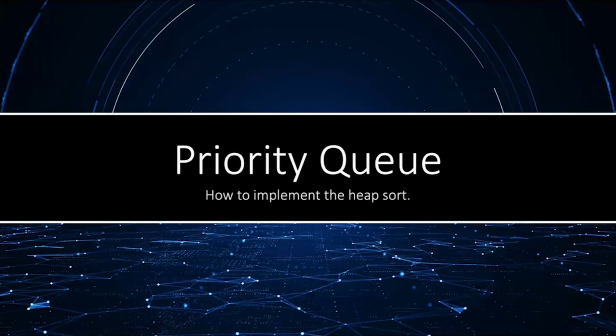Today's video will demonstrate how to implement the heap sort. Hello, I'm James Helfrich. The heap is the underlying data structure for the priority queue, but it also has another unusual application. We can create a sort from it, and we call this sort the heap sort.